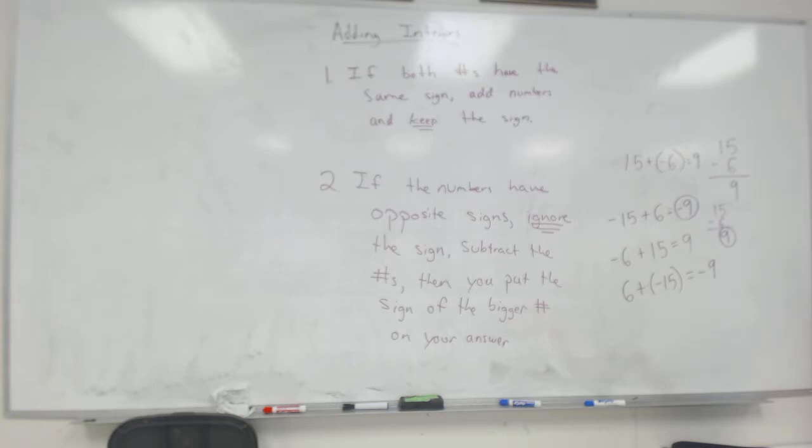There are so many different ways to write basically the same problem. But this is an important thing to remember: if we have opposite signs, our answer has the same sign as the bigger number. And when we say bigger, we just mean the magnitude of that number is bigger, because negative 15 is not bigger than 6, but 15 is bigger than 6.